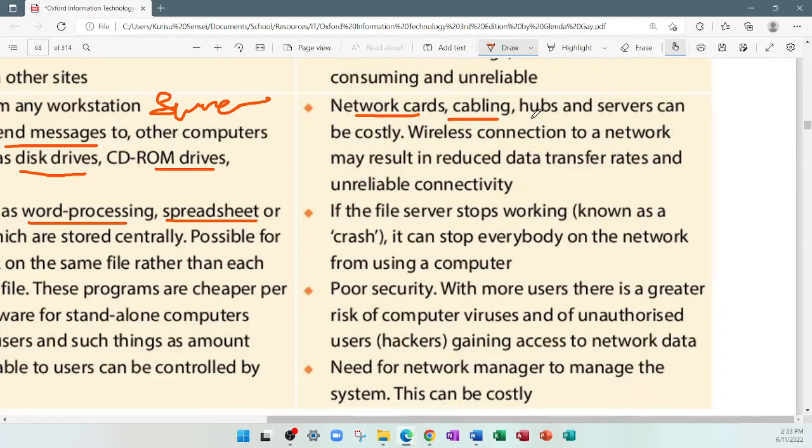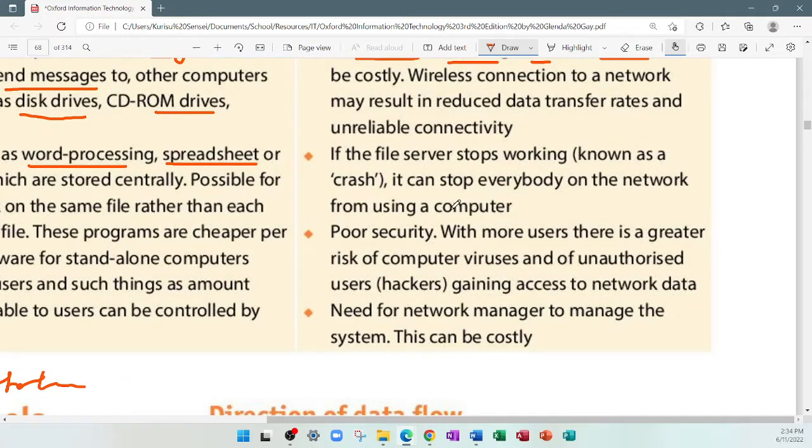You need cables, you need a hub. Remember we said it's now a switch. You need a server, and all of that can be costly. That's why most small businesses don't bother setting up all of this network. They just do the basics.